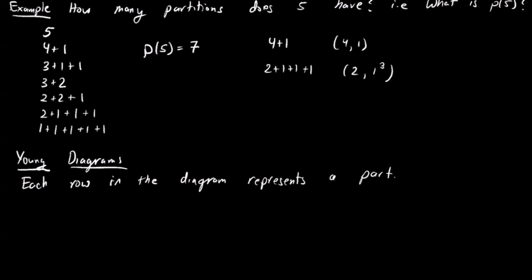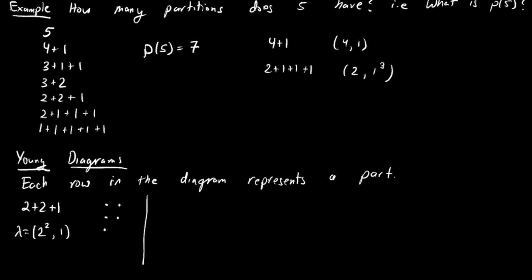So for example, if I want to represent the partition 2 plus 2 plus 1, what I'm going to do is write 2 dots in the first row, 2 dots in the second row, and 1 dot in the third row. And this is the partition lambda is equal to 2 to the 2 comma 1. That's what I'm representing here.